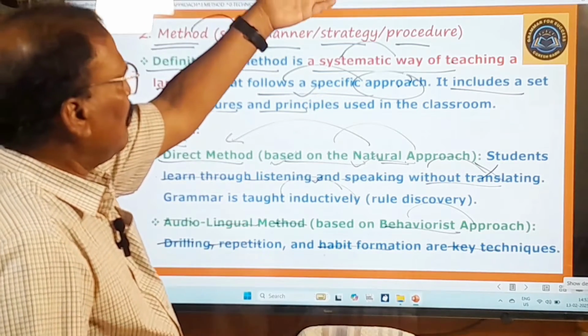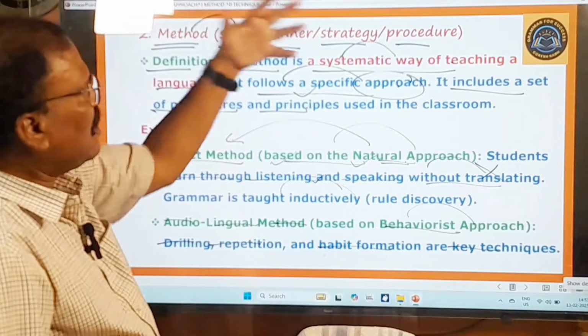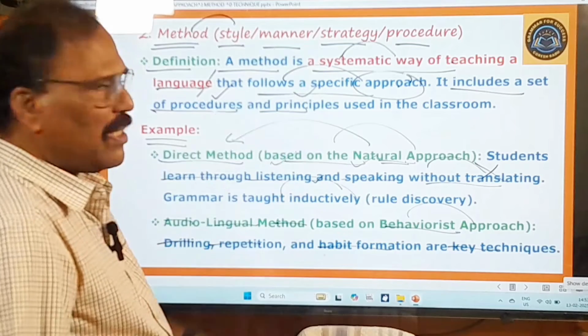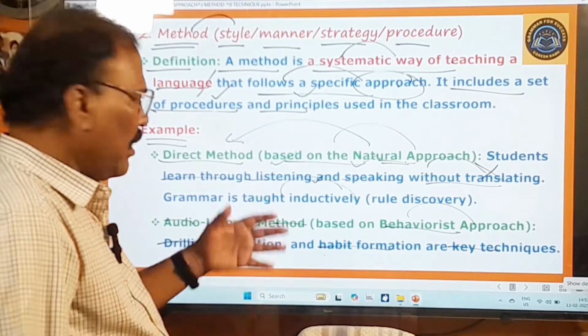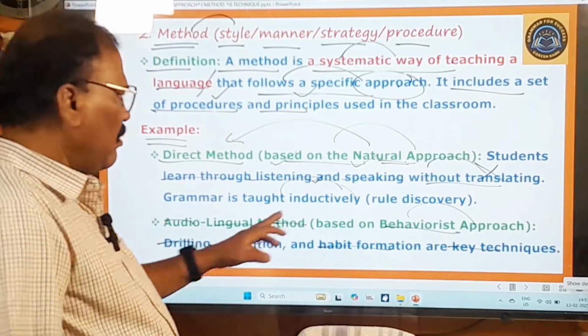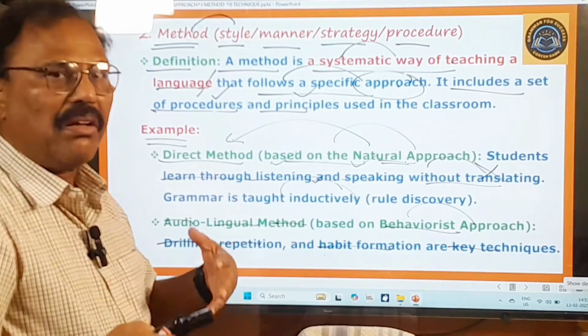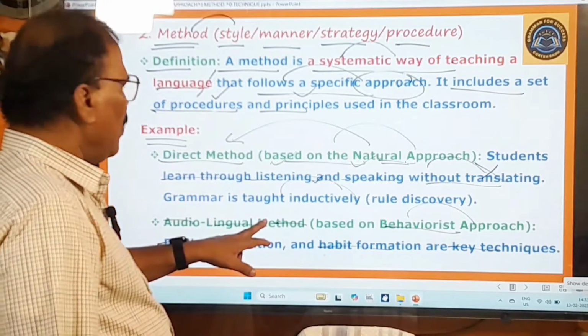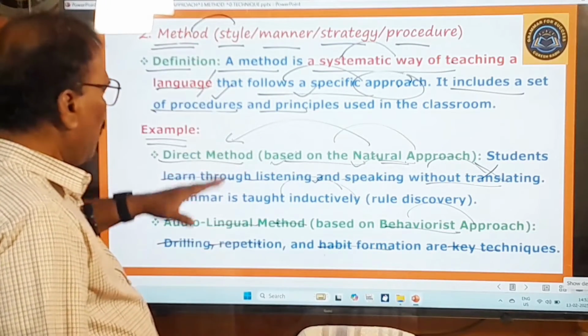So on the board, some sentences are given. You have to drill those sentences. You have to repeat those sentences. Drilling, through repetition, through habit formation, the target language will be taught to the students. So this is called audio lingual method. So in this way, for this method, two examples are given.